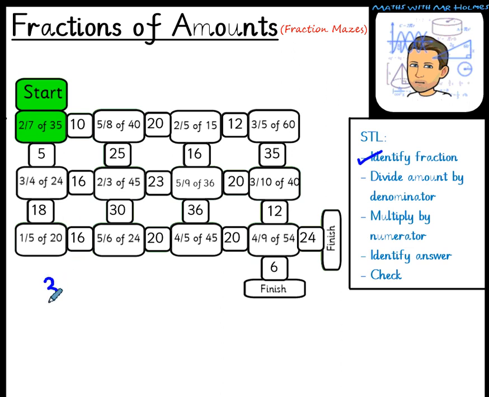So we have 35 is our whole amount, and we're going to divide that by 7. We're going to split it into 7 equal pieces. 35 divided by 7 equals 5. And we can use this to check. At times tables, 5 times by 7 is 35. We then need to multiply this by the numerator, which is 2. And 5 multiplied by 2 equals 10.